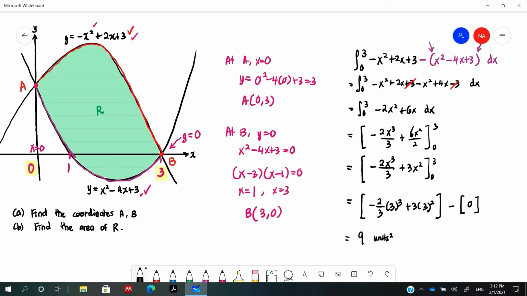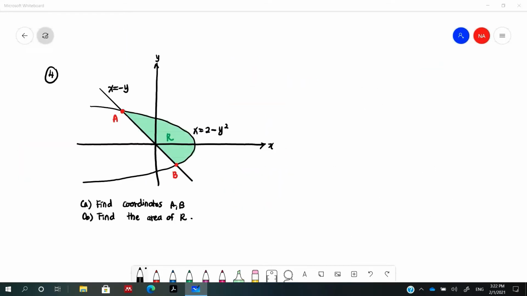All right, so suppose now we want to integrate with respect to y. Usually when we want to find the area by integrating with respect to y, we have to note that the function given should have x as the subject, in terms of y. Like in this case, we are given x equal to negative y and x equal to minus y squared.